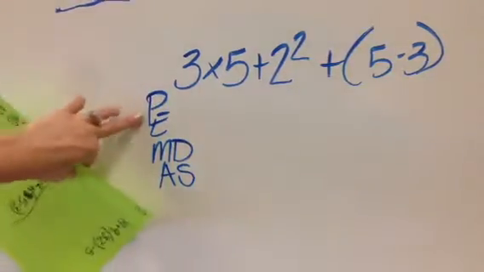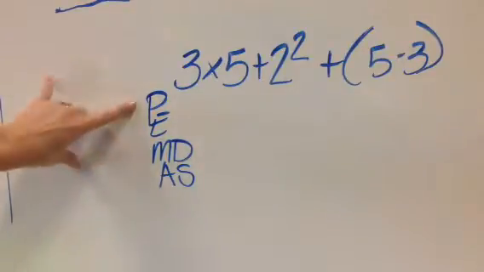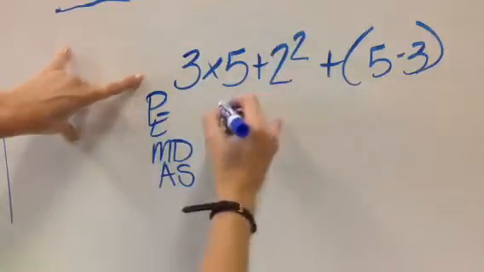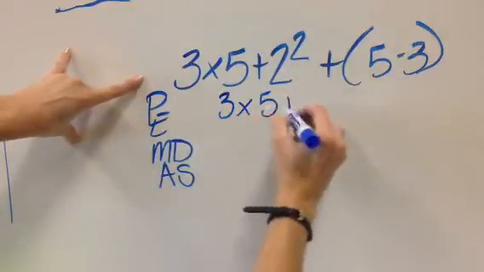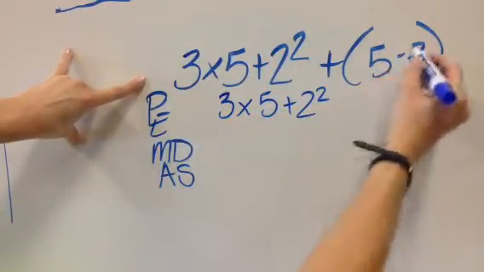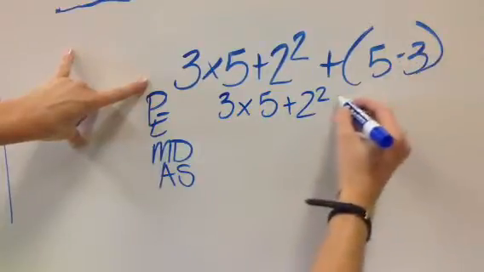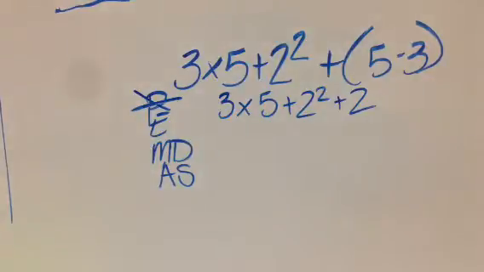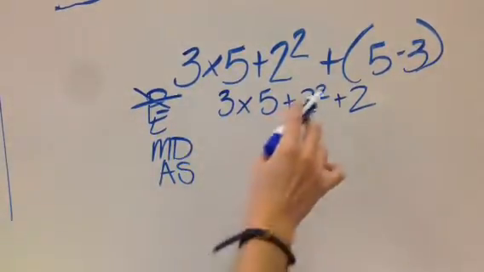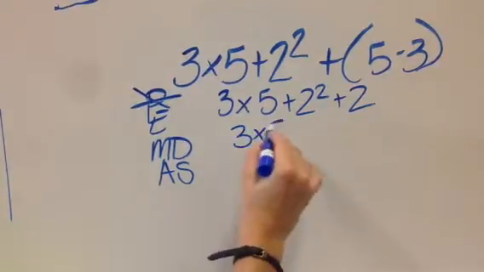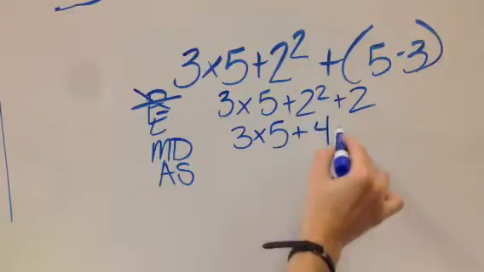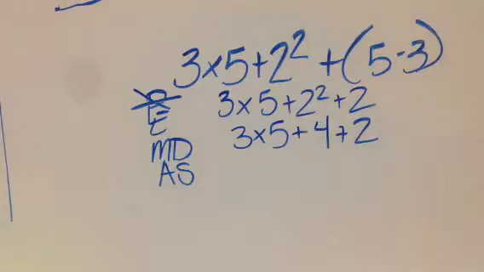All right, so we first have to look for parentheses. So we look at our equation, and yes, there are parentheses. So we carry everything else down, and we solve what's in the parentheses. 5 minus 3 is 2. Okay, so we've done our parentheses. Next is exponents. We actually do have an exponent, 2 squared. We bring down our 3 times 5. 2 times 2 is 4, so we convert that, and we bring everything else down.